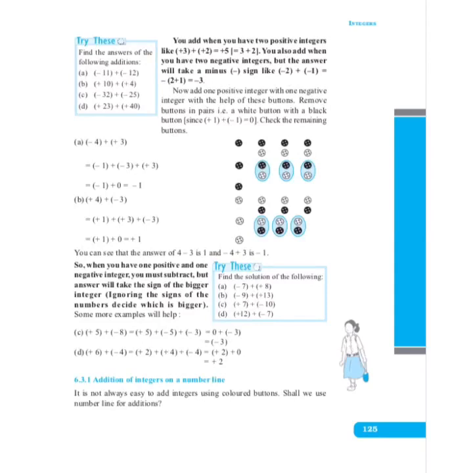When you have one positive and one negative integer, you must subtract, but the answer will take the sign of the bigger integer. Okay, so children, you can see the example minus 4 and plus 3, and here we have to add both the integers. So what will we do? Minus 4 plus 3. So the answer will be minus 1. Why? Because the negative integer is greater than the positive integer.